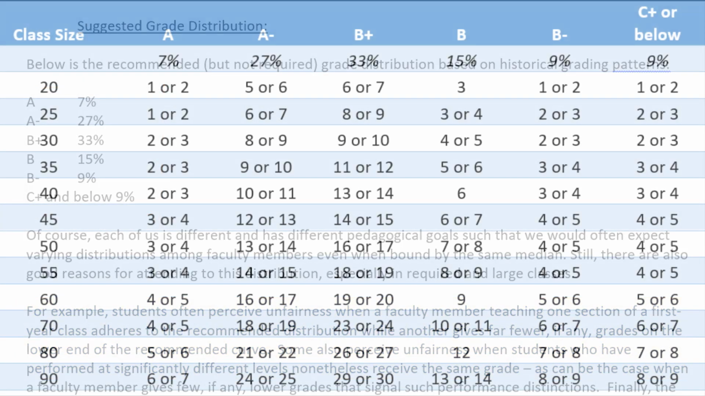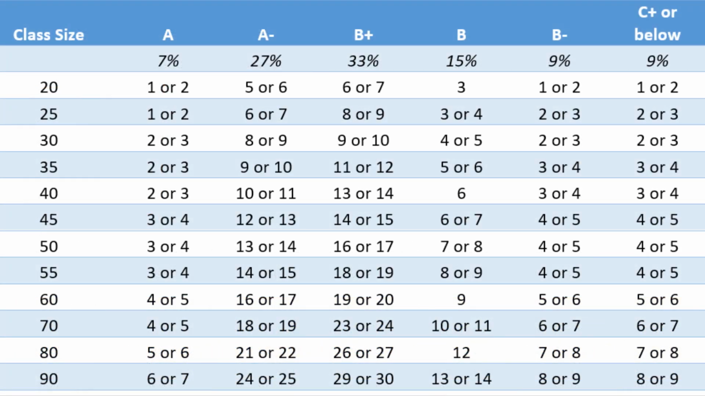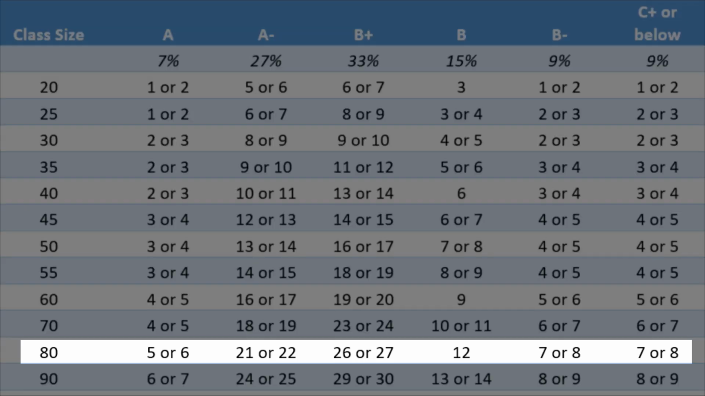In fact, another thing the Associate Dean sends the faculty is this table. It shows how to distribute grades based on class size. So if you're in a large class, like Contracts right now with, let's say, 80 students, about 27 of you will get A's or A minuses, about 27 will get B pluses, and about 27 will get B's or below.